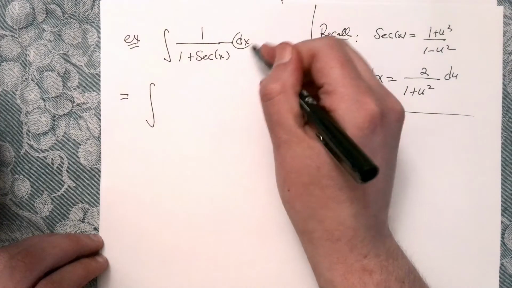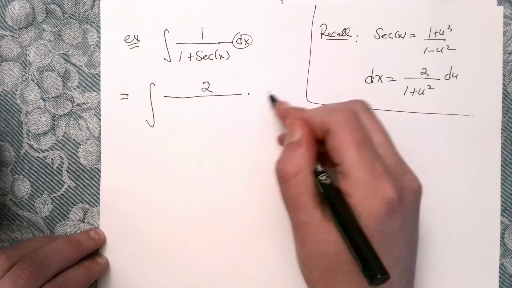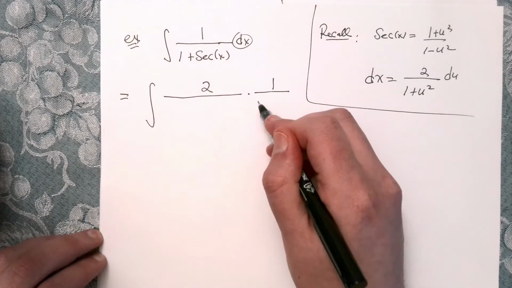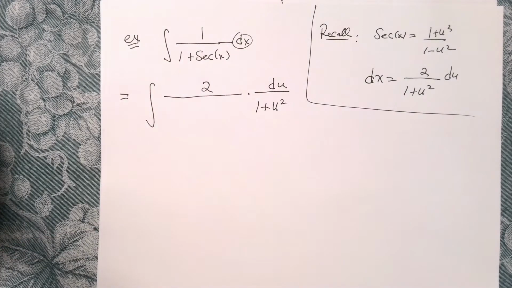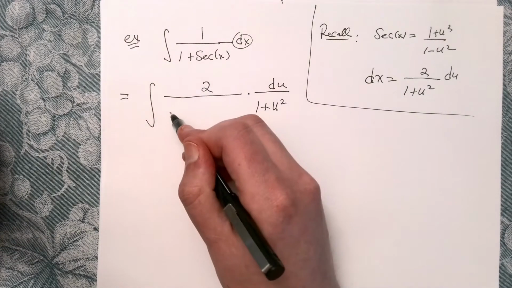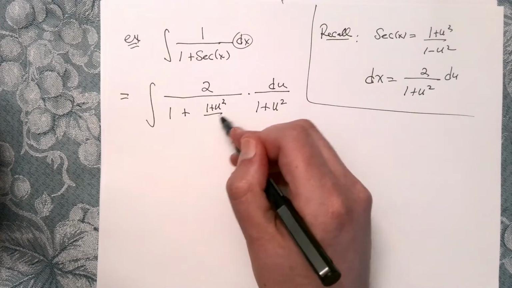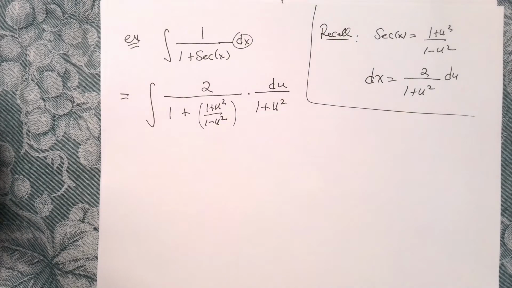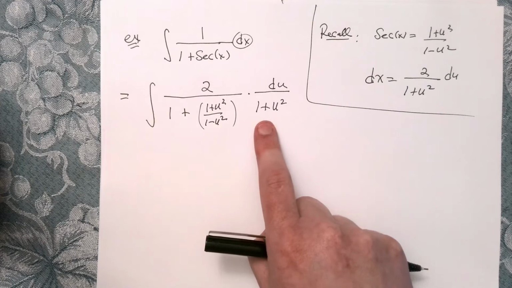Okay, so let's see here. dx, so I've got 2 over 1 plus u squared, du. Okay, so that's fine. Next, the secant. So I've got 1 plus u squared over 1 minus u squared. Okay, so there's the secant of x. So maybe I'll hold off on distributing this.